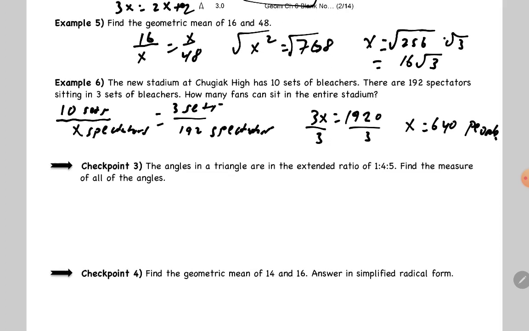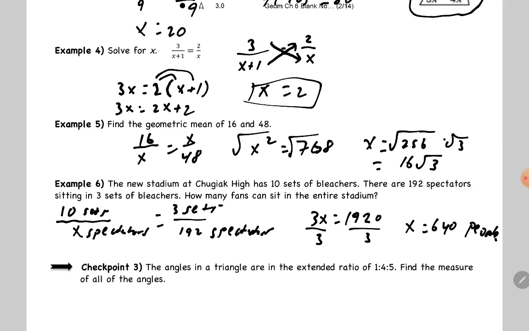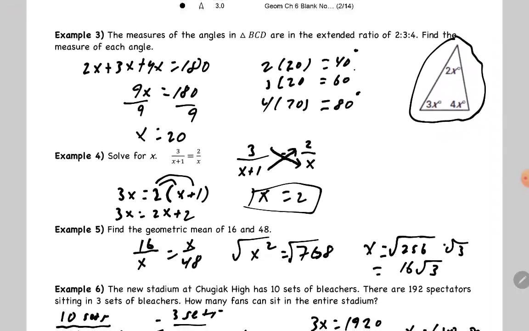Checkpoint 3. The angles in a triangle are an extended ratio of 1, 4, and 5. Find the measure of all the angles. So this was just like this previous one up here in the top right with that triangle.